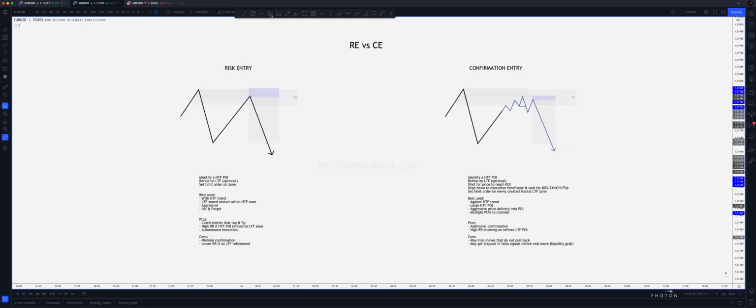Because let's say you wanted to take a risk entry on that 100 pip daily zone, obviously your stop loss is going to be much larger than when you can actually refine it to your lower time frame entry zone, which is obviously going to be much smaller than your high time frame zone.